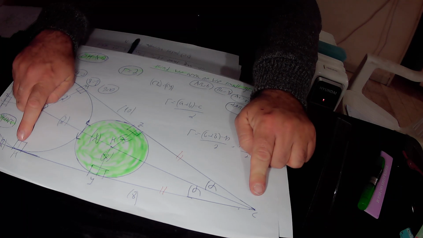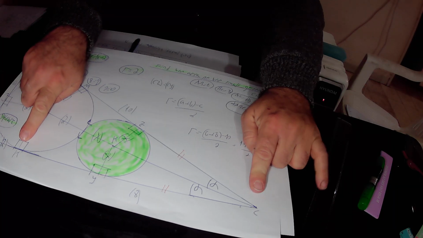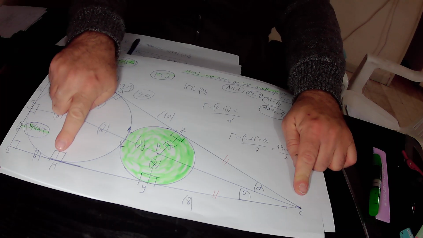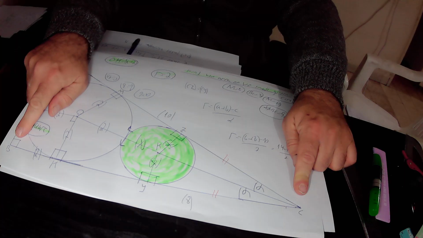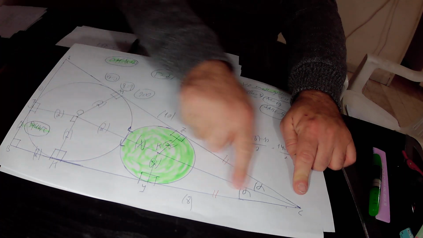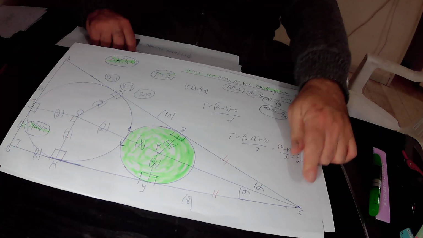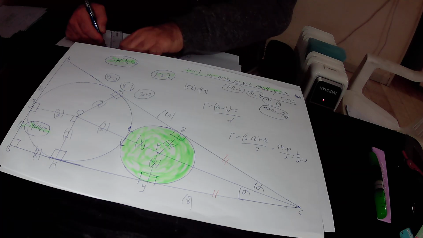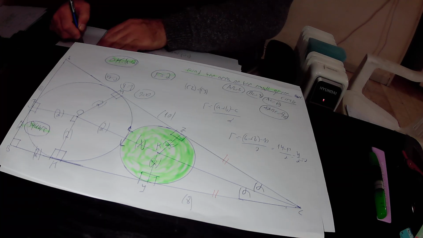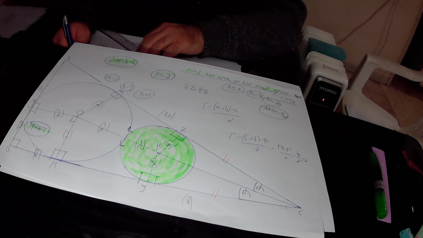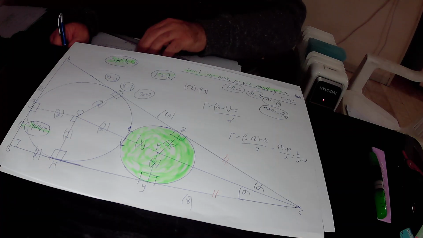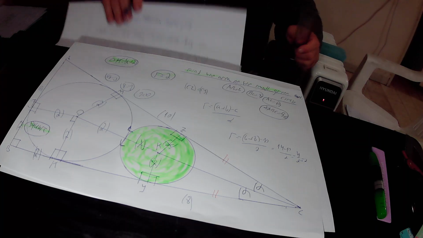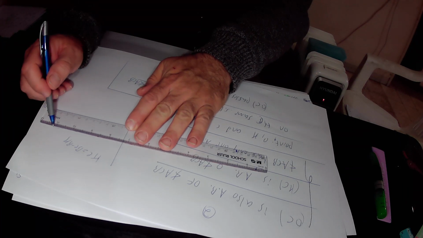What is the length of this line segment KC? From the drawing, it is very easy to see that KC in total equals BC minus BK. So we found out that the missing line segment KC is equal to BC minus BK.